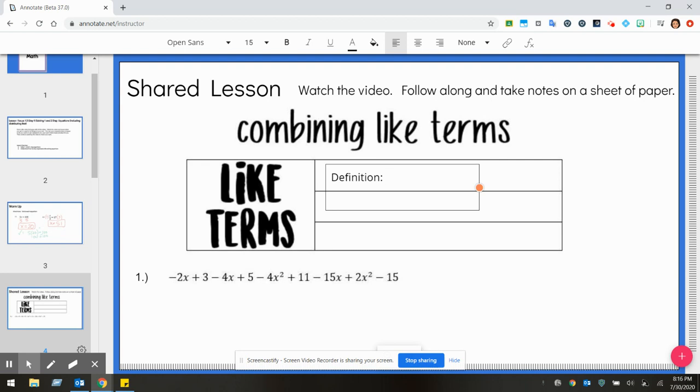The definition of like terms are terms whose variables and exponents are the same.